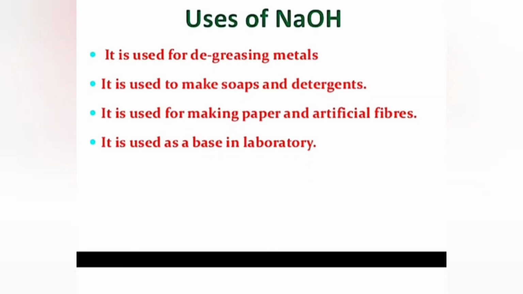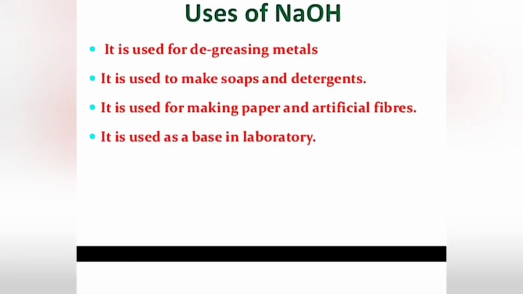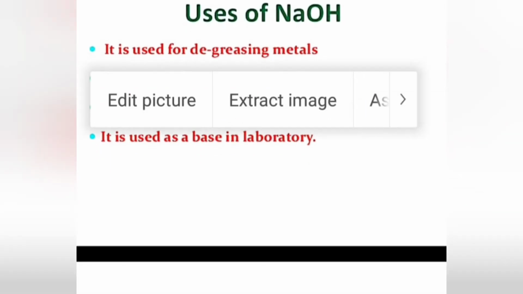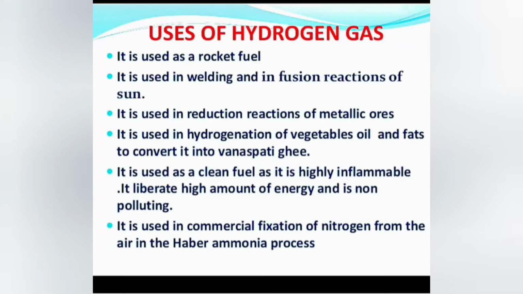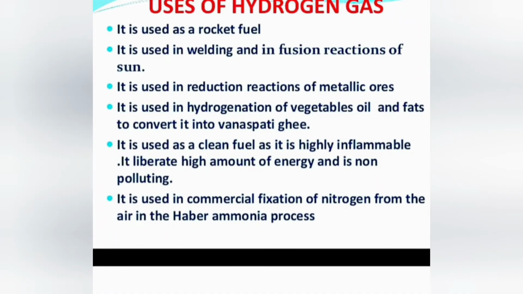Now, what are the uses of sodium hydroxide? It is used for degreasing metals. It is used to make soaps and detergents. It is used for making paper and artificial fibers. It is used as a base in industry. Next, we will learn about the uses of hydrogen gas.